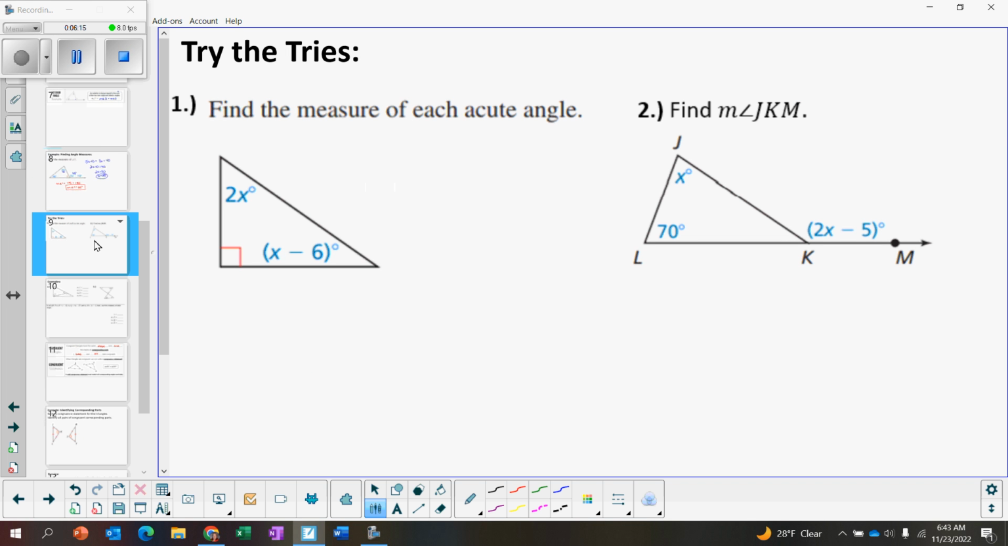So go ahead and try these next two. Find the measure of each acute angle in the first picture and use the exterior angle theorem to find x first, and then plug it back in to find the measure of angle JKM. Pause, and once you're ready to see the answers, hit play.